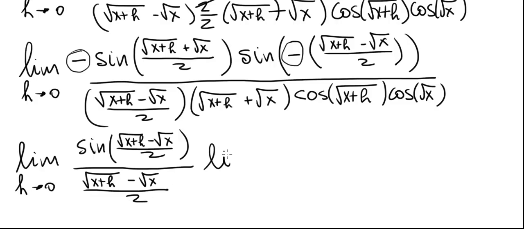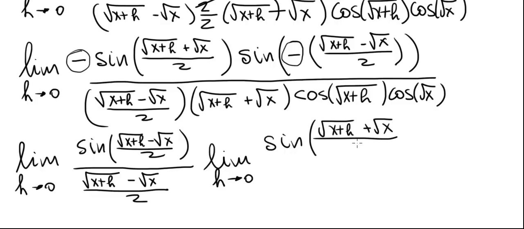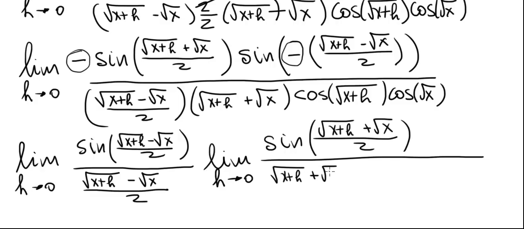And of course the second limit, limit as h goes to 0, is going to have sine of (square root of x plus h plus square root of x) over 2. And this is divided by (square root of x plus h plus square root of x) times cosine of square root of x plus h times cosine of square root of x.